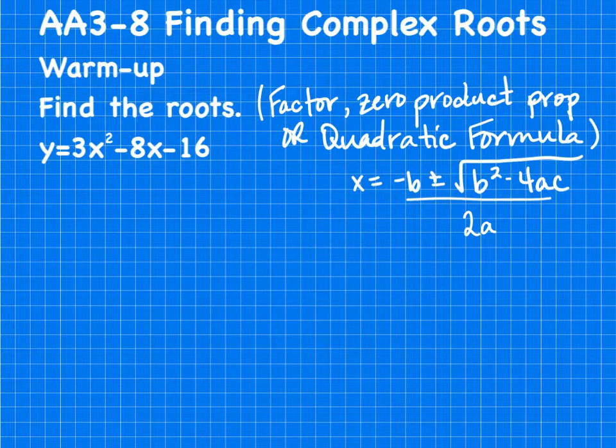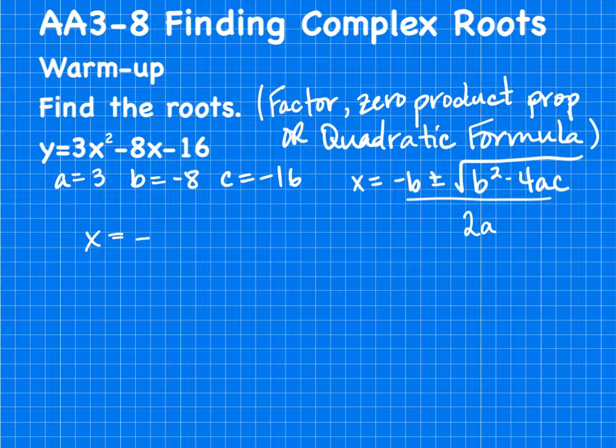So we're going to take a look at that problem from the warm-up. 3x squared, so a equals 3. b equals negative 8. Make sure those negatives stay there. And c equals negative 16. So I'm going to plug that into the formula.